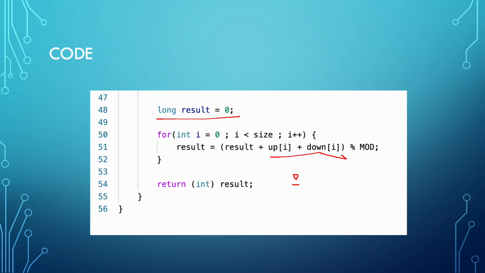So that's why we do summation and a mod here because of integer overflow, and the question asks us, and we return the result in integer format at the end. So this is how it goes.